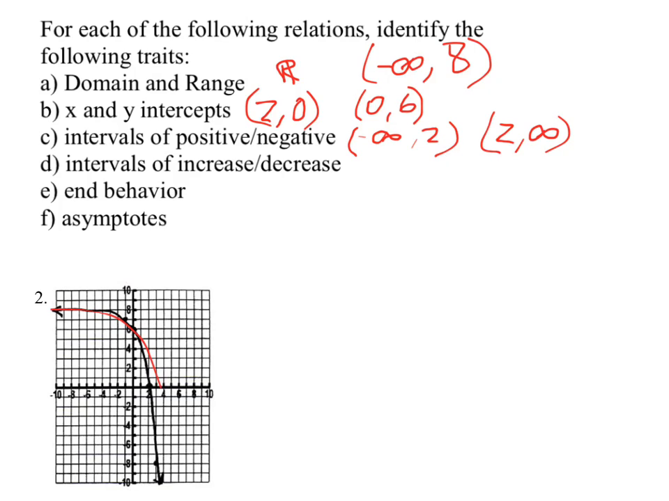This function is always going down, so again, it's not increasing anywhere, so we're going to put none for the increasing interval. It is decreasing everywhere, so we can put from negative infinity to infinity.